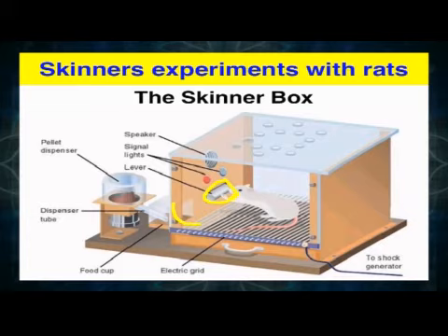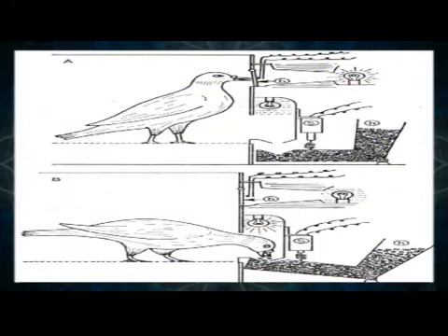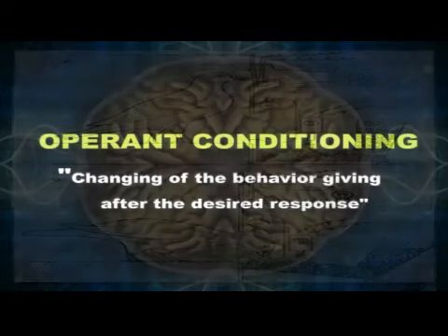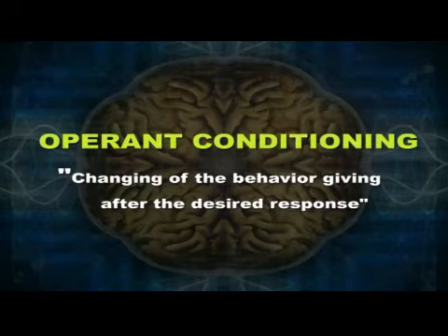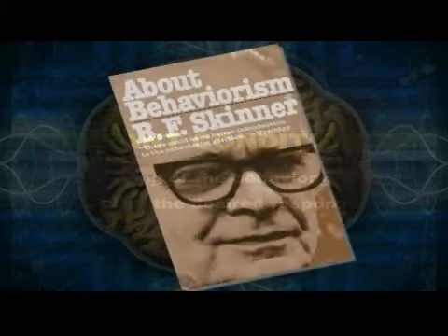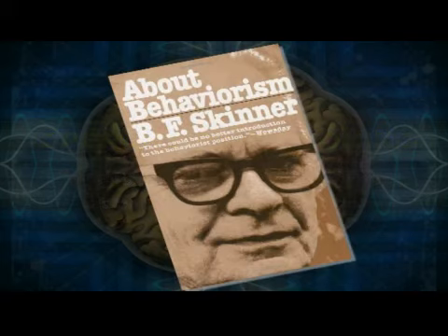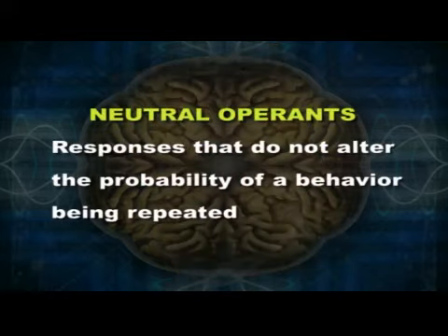Skinner studied operant conditioning by conducting experiments using animals which he placed in a Skinner box, similar to Thorndike's puzzle box. He coined the term operant conditioning. It means roughly changing of behavior by using reinforcement given after the desired response. Skinner identifies three types of responses or operants that can follow behavior. Neutral operants, responses from the environment that neither increase nor decrease the probability of a behavior being repeated.